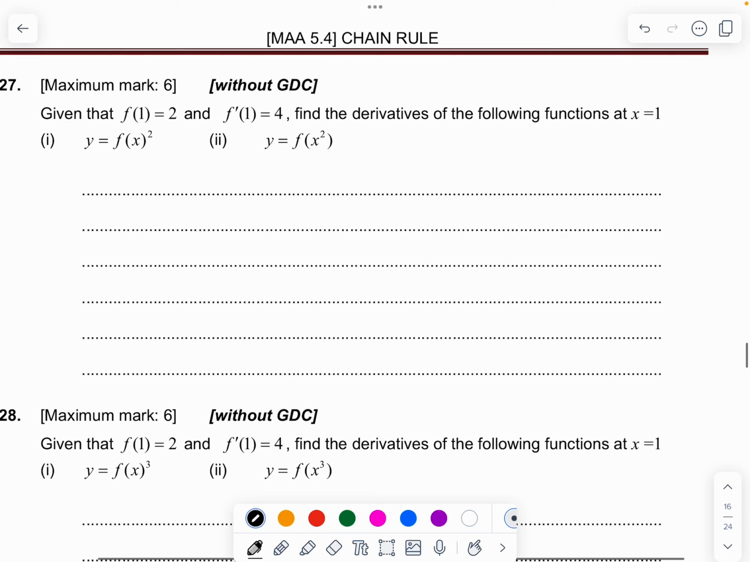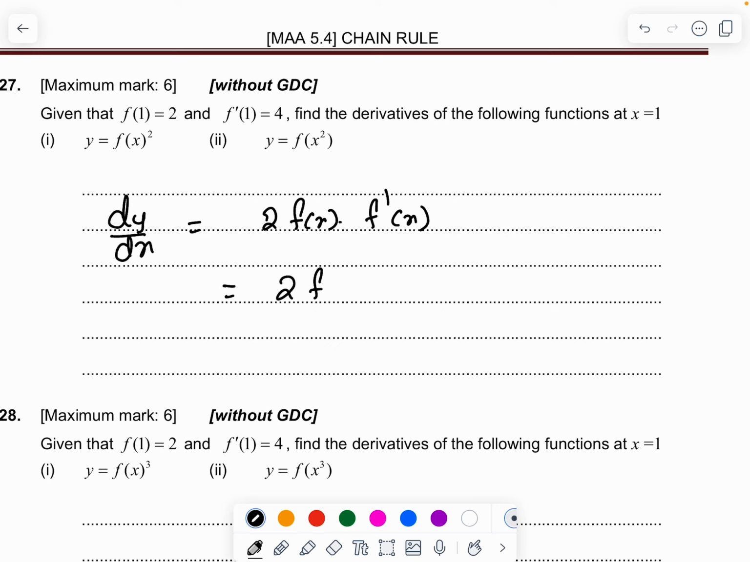Question number 27. f of 1 is 2, f prime of 1 is 4. Find the derivatives of the following functions at x equals 1. So dy by dx will become 2f of x times f prime x. I want at 1, so 2f of 1 times f prime of 1. So dy by dx at x equals 1 will be 2 times 2 times 4. So the answer is 16.